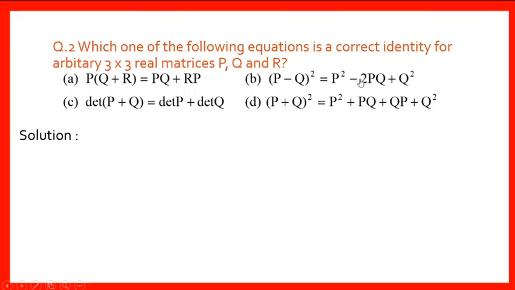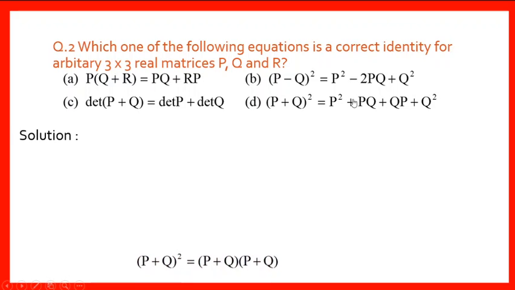Now here we are finding one term, 2 times PQ. So 2 times PQ itself gives you an idea that this identity is wrong, because we know that matrix multiplication is non-commutative, so you will not get the term 2 times PQ, right? Similarly, the next option is according to the determinant property: determinant of P plus Q is not equal to determinant of P plus determinant of Q. So this also goes wrong. So the only option left is the last one. Let us see whether it is correct or not.